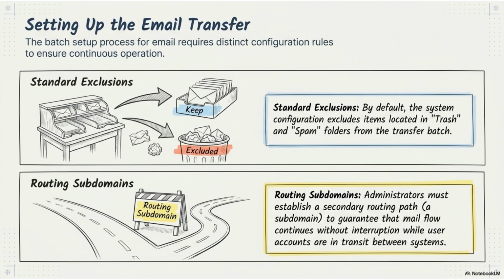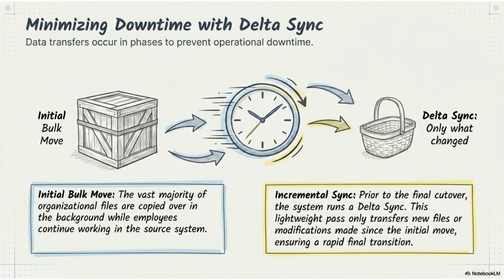To ensure that happens, administrators need to establish a secondary mail routing path, a subdomain, so messages are never dropped during the cutover period. One of the most powerful features of the Migration Manager is how it handles the challenge of keeping data current right up until the moment of cutover. The strategy works in 2 phases.